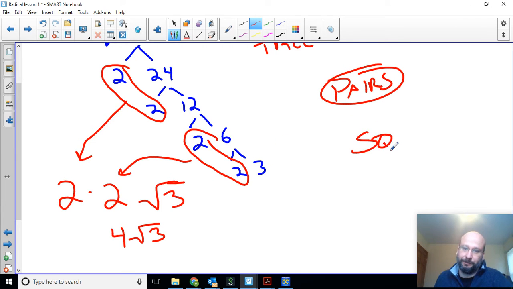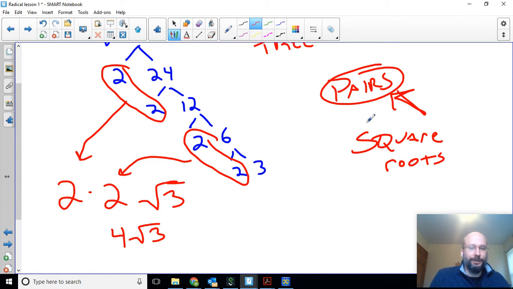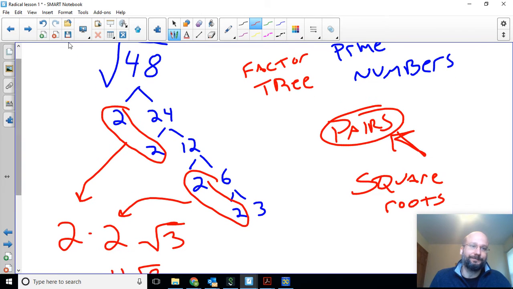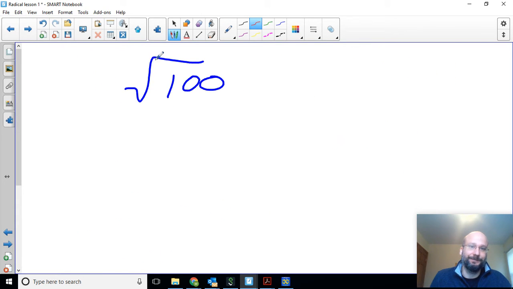This is when we're doing square roots. Things are going to be different for cube roots. But for square roots, we're looking for pairs. We're going to do another one, so don't worry if it's a little too confusing right now. We'll do some more, and it'll be a little clearer. Let's see what this next one is. So 100. So this one is a perfect square.